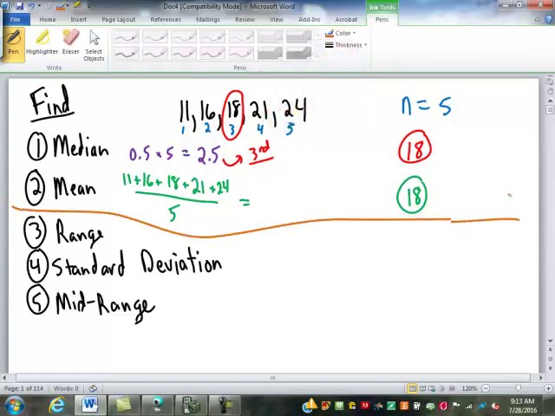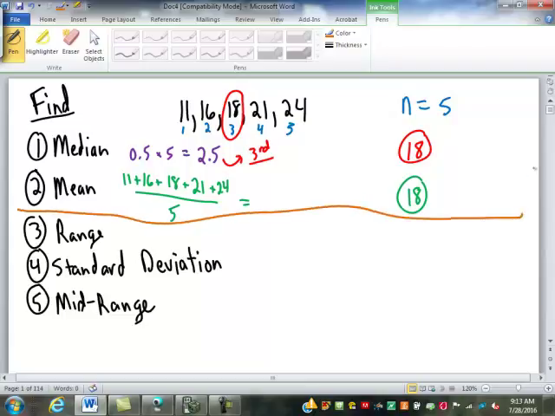Those are the measures of center. Now remember, the third measure of center is mode, which is the number that appears most often. But in a small set of data like this, there's very seldom are there numbers repeated. So this set has no mode because there are no numbers that are repeated.